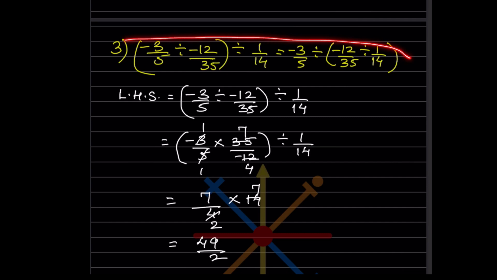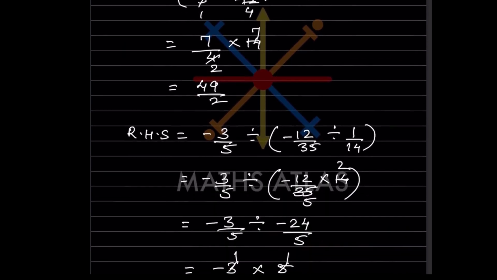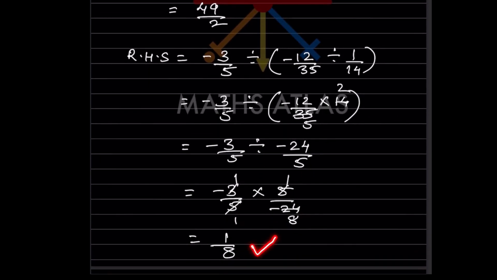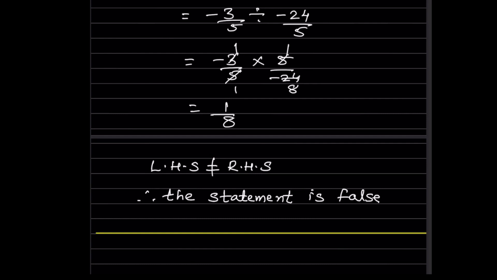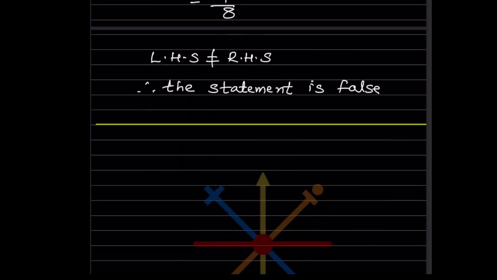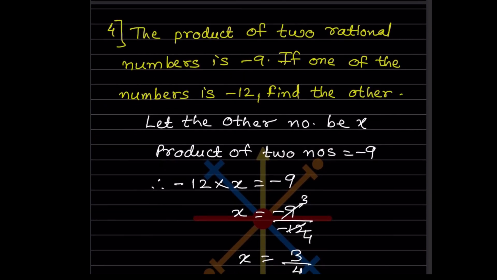For this one, you can have a look at this one. Same thing, only the numbers are different. So this is the answer for the LHS. And here 1 by 8 is the answer for the RHS. Working is given here. So LHS is not equal to RHS, therefore the statement is false. Now look at here, the product of 2. This is given the product. We have seen in the previous exercise.